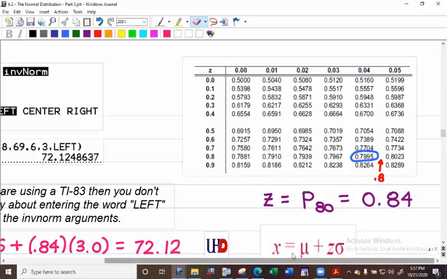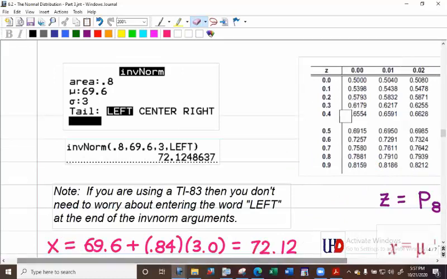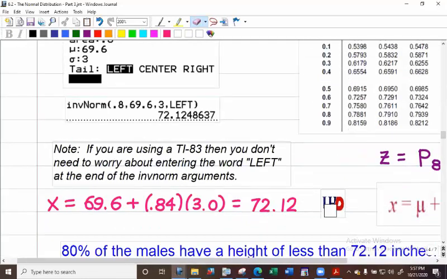And once you have that, you are in business, because you just use the formula. Your 69.6 was the mean, we just found the z of 0.84, and the standard deviation is 3. That comes out to be 72.12 inches. So you're basically a 6-foot male, just a smidge over 6 foot, 0.12 inches over, which puts you at the 80th percentile in that age group.